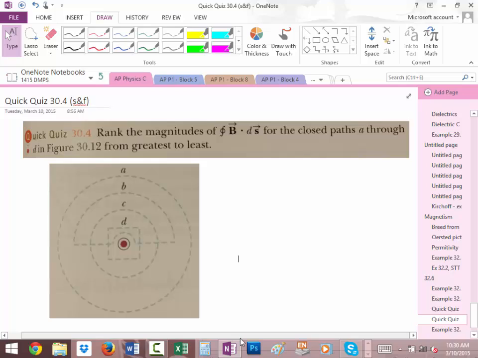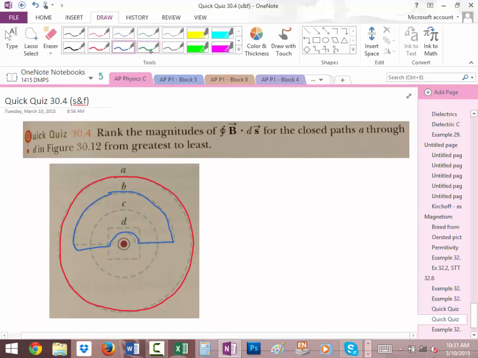All right, here's one more. This one's a little harder to see, so listen. Shh. This one says rank the magnitudes of the line integral of b dot ds for the closed paths. I'm going to do them in color for you right now, Teresa. Different colors? Yes, here's A. Here's B. Here's C. And here's D. Oops, that's different. It was supposed to be gray, but it didn't work. We'll make it purple. All right, talk it out.